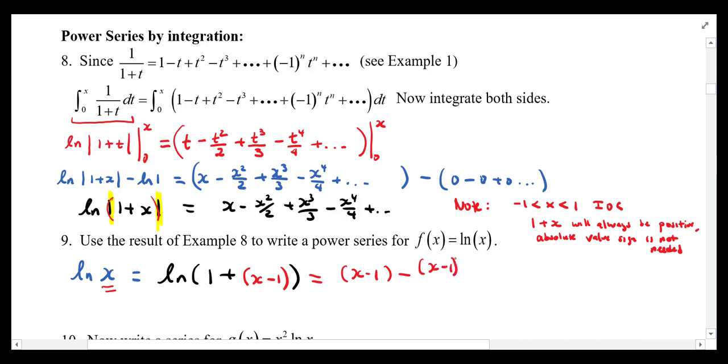Wherever I see x, I should replace that with x minus 1. I don't think you want me to say that any more times, but yeah. And so dot, dot, dot. There is our power series for natural log of x.